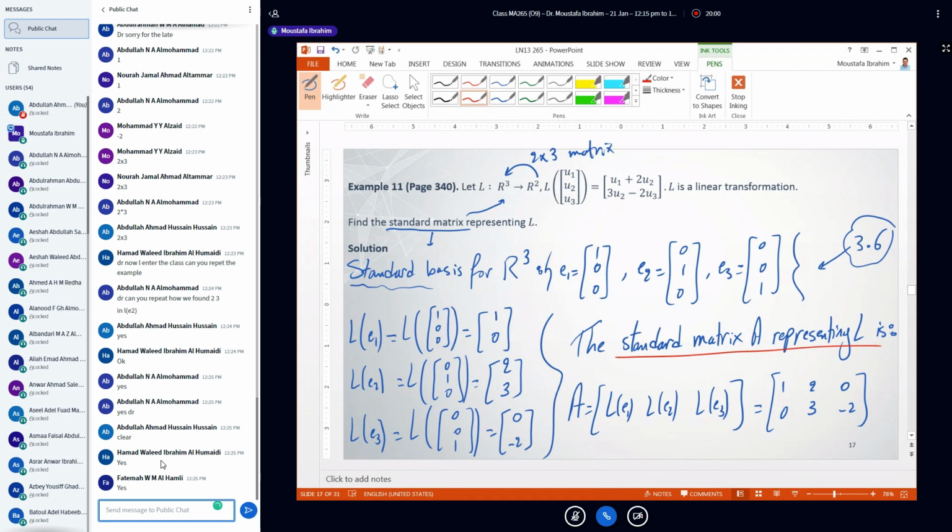Okay. So this one was from the previous lecture. Just here you put them in order, LE1, LE2, LE3. Why LE1? Because here the standard basis is 1, 2, 3. Too simply. Please take a screenshot because I will erase and I will tell you why we use this matrix.